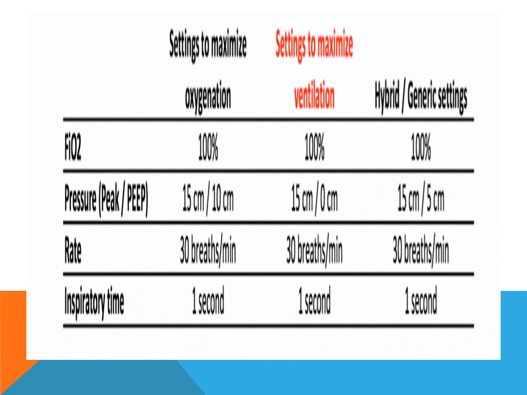And how do we set the BiPAP machine during apnea to optimize transpulmonary pressure? Transpulmonary pressure equals positive end expiratory pressure, that is PEEP, plus the driving pressure. The driving pressure is the peak pressure minus PEEP.